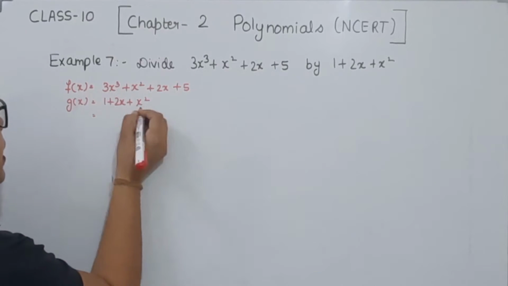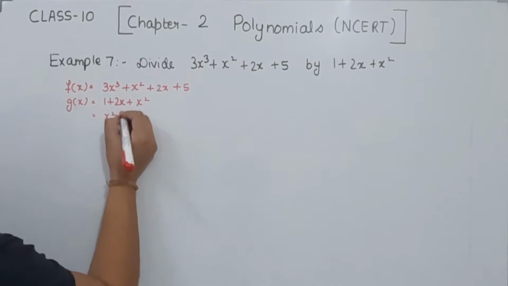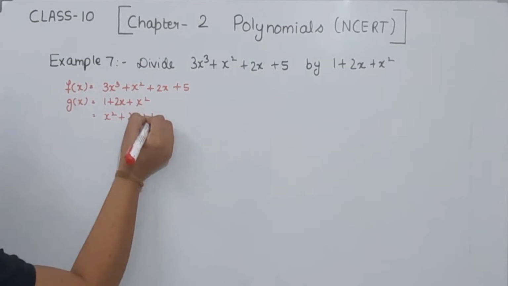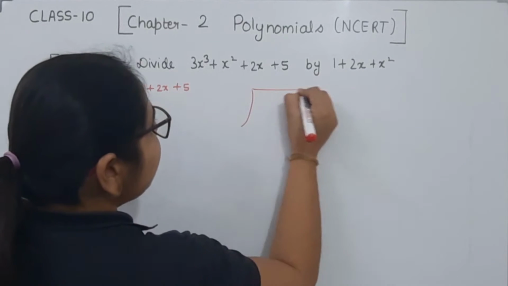First of all, I am going to write this one in the proper form. This one is x square plus 2x plus 1. Now we are going to start dividing this one here.